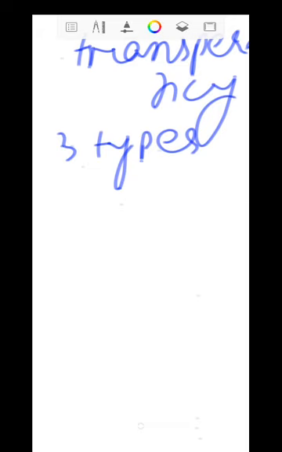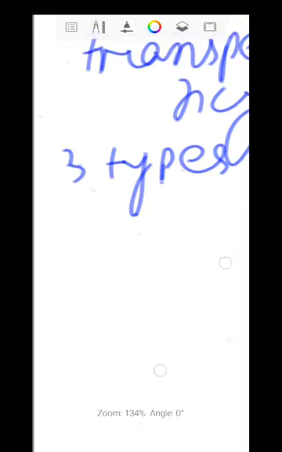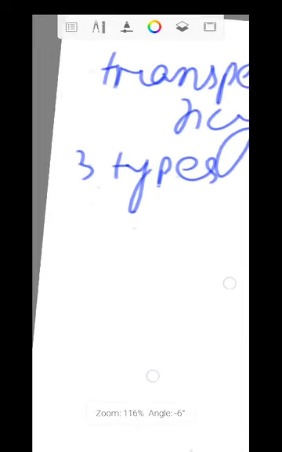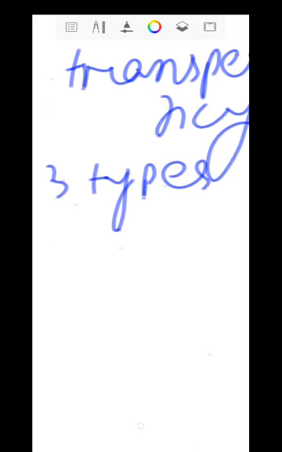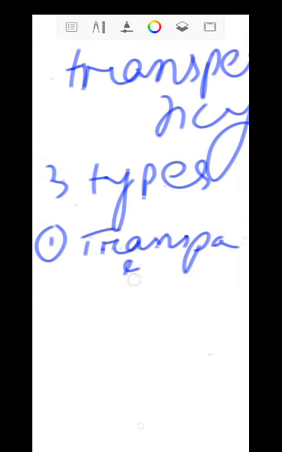So three types. The first type, you know about this one, but still I am going through the concept because I know some have already forgotten this. The first one, transparent object. Transparent means through which light can pass.